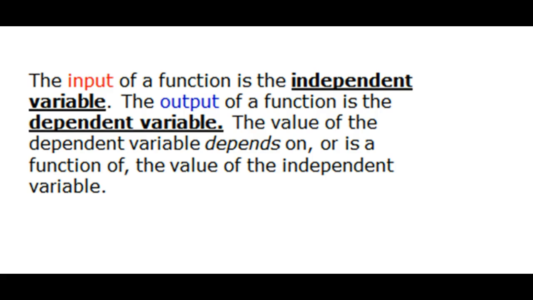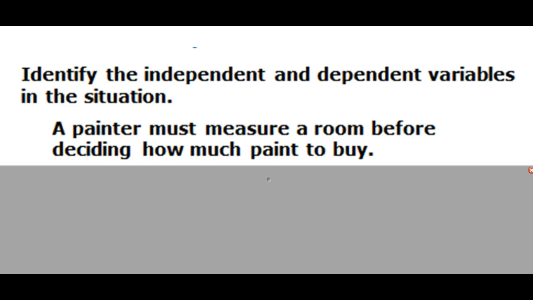The input of the function is the independent variable. The output, or the answer of the function, is your dependent variable. So you can figure this out by making a depend statement. Whatever the situation is, see if you can word it as this depends on this. So in this example, I'm asking you to identify the dependent and the independent variables in the situation. So we read, a painter must measure a room before deciding how much paint to buy.